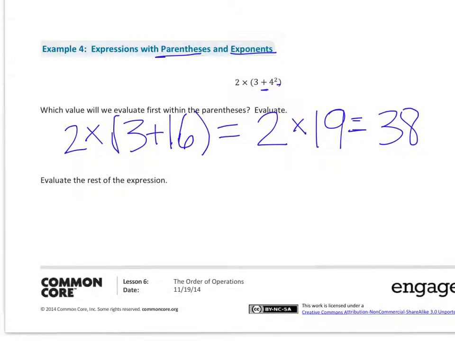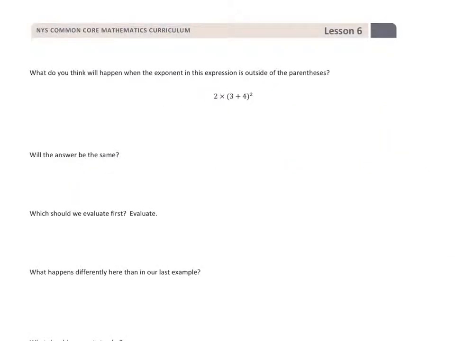Let's keep going. Now this is almost the same problem, but I want you to notice this exponent is outside of the parentheses. And if it's outside the parentheses, then that means we're doing the parentheses first and then the exponent. So, will the answer be the same? No. What are we going to evaluate first? 3 plus 4, because it's inside the parentheses, and parentheses always win.